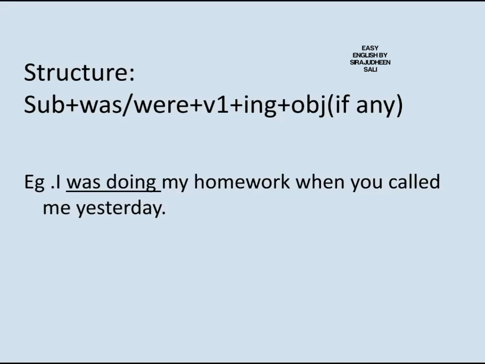So that's the main thing you have to remember. With I, with he, she, it, everybody, everyone, somebody, someone, nobody, no one, anybody, anyone, and a countable singular noun, you can use was. Whereas with plural nouns and you, they, we, you can use were. Hope the rule is clear to you. I was doing my homework when you called me yesterday. So here the used auxiliary verb is was, just because we have used the subject I.